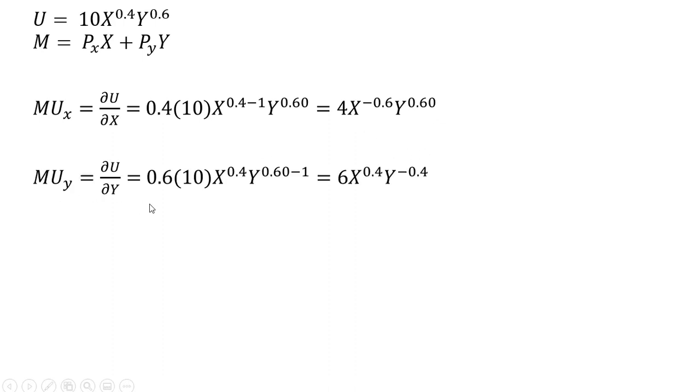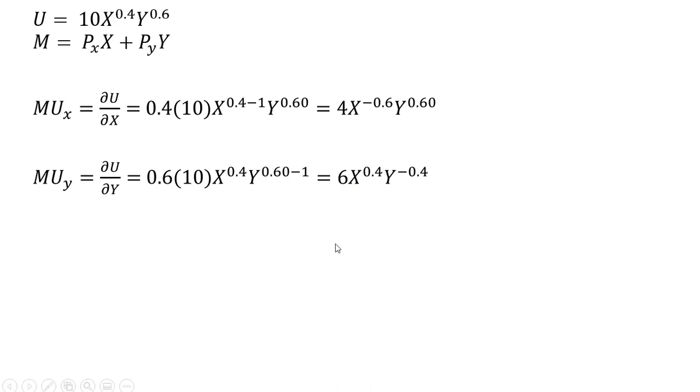The marginal utility of good Y, taking the partial derivative of the utility function with respect to good Y. The exponent on the Y term comes down in front, so it's going to be 0.6 times 10, which gives us 6 here. And then we subtract 1 from that exponent on the Y term, leaving us with Y raised to the minus 0.4. We don't have to do anything with the X term.